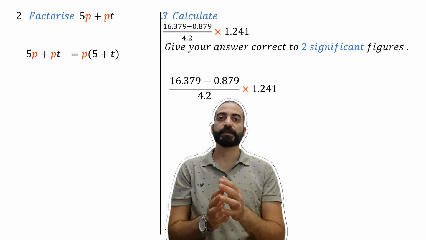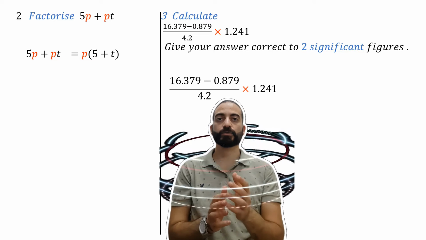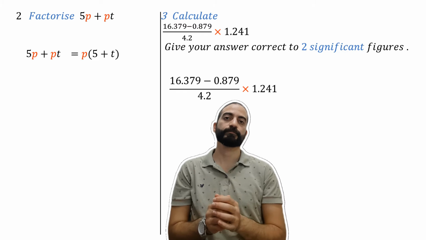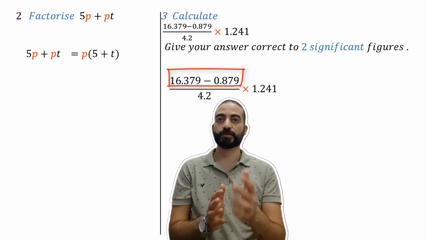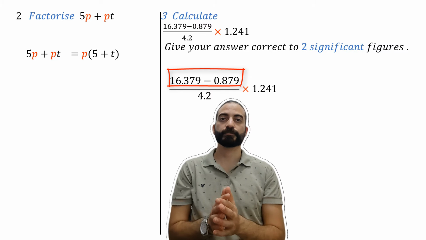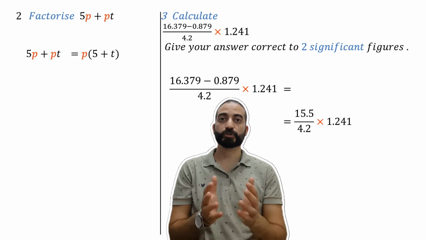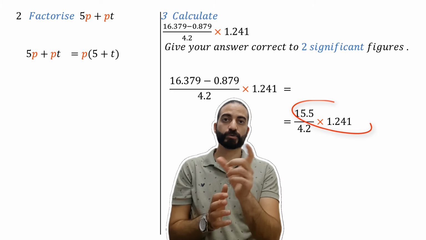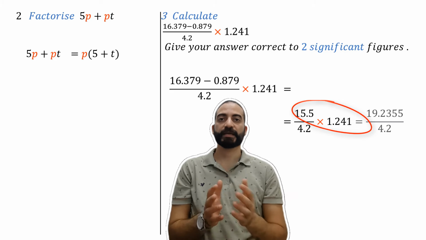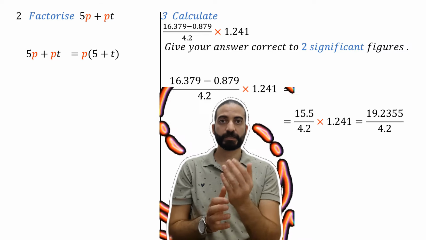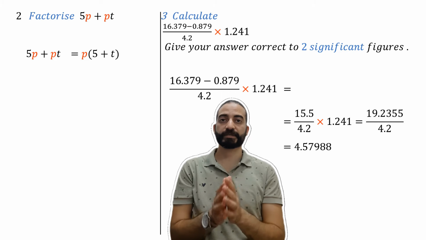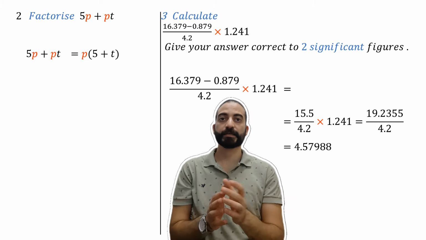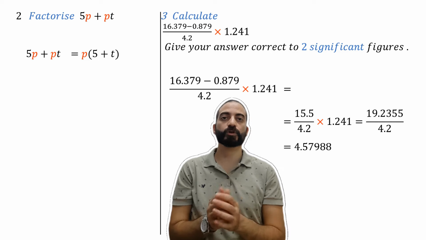Calculate this and give your answer correct to two significant figures. First, we subtract 16.379 and 0.879. Now, we can also multiply these two numbers together, and now we make a division to get a final answer. Now he asks us in this question to give your answer correct to two significant figures.